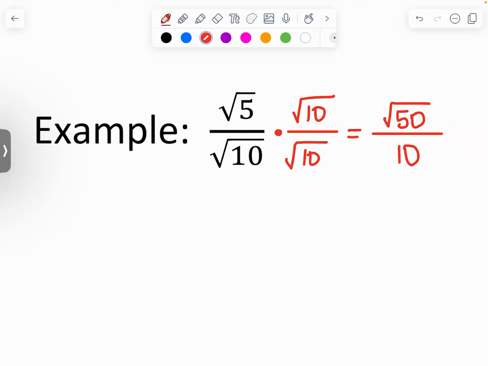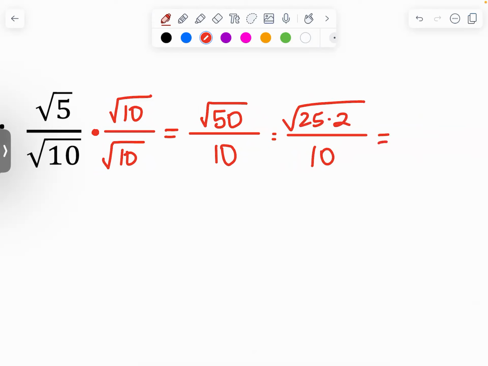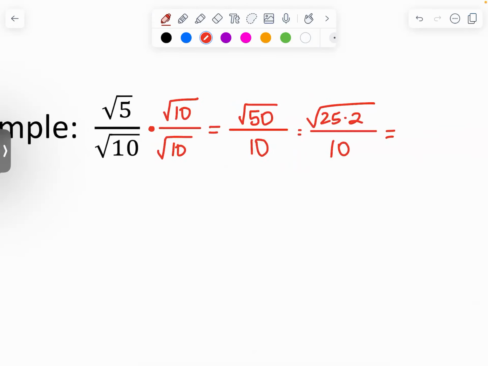But is it simplified? No, because 50 is what, Harvey? And the square root of 25 is 5. So we have 5 square root of 2. Is that simplified? It's not simplified. Because, Harvey, outside of our radical, we have 5 over 10. Which is 1 over 2.